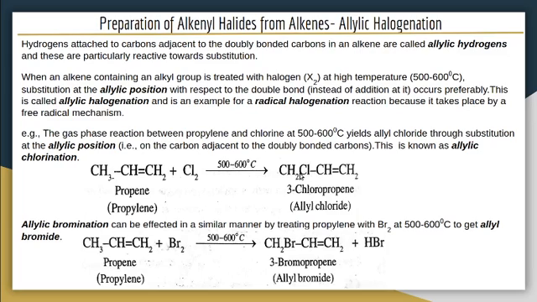Hope you understand what an allylic carbon is. Simply, it is the carbon atom which is directly attached to an alkene carbon. It means an allylic carbon is a carbon atom which is directly attached to a double bonded carbon atom.